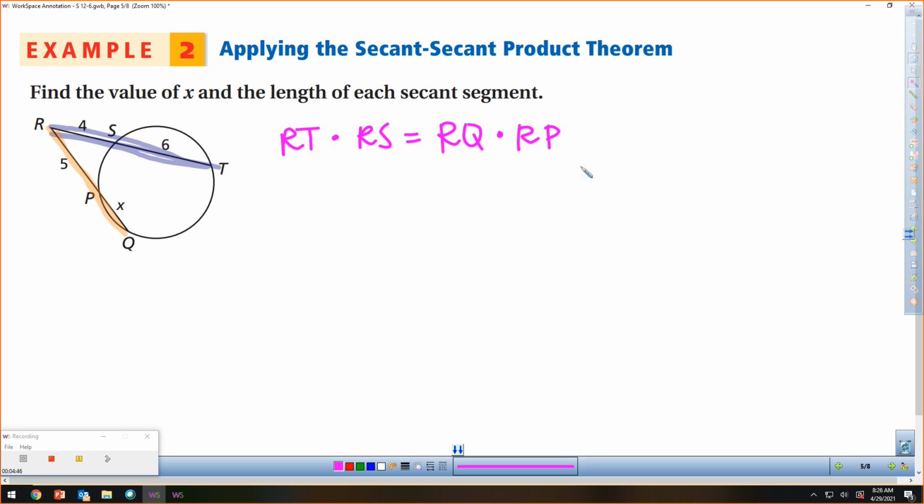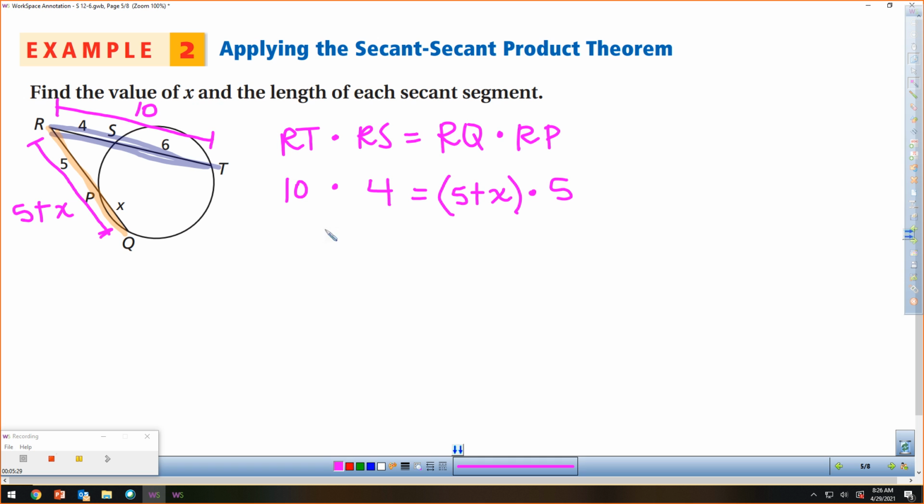Is anybody confused on what I mean by outside? It's the segment that's outside the circle. Okay? So what's the length of the whole thing RT? 10. And then what's the length of the outside segment? 4. That's RS. Now we need the whole segment RQ. What's the whole segment RQ? Good. X plus 5 or 5 plus X, same thing. Put that in parentheses, guys. And then we multiply that by RP. So what is the outside? 5.